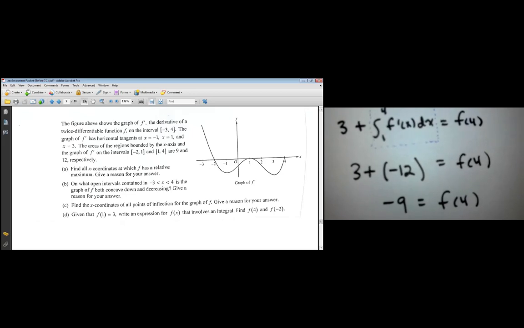Okay, you've got 2 to 3 minutes. Find me f of -2. Go. Find f of -2.